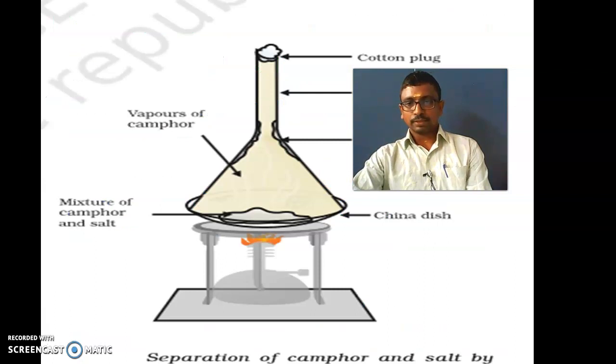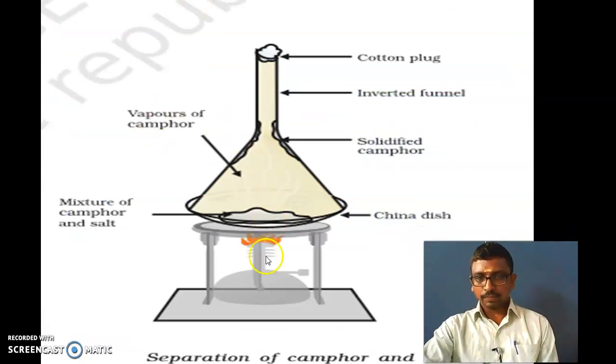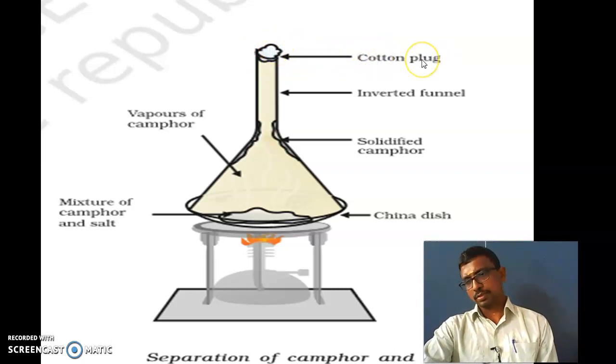This is the apparatus. In it you can see a stand, and at the bottom there is a Bunsen burner for heating. Here we take a funnel and invert it. At the bottom we keep a china dish, and in that china dish we put the mixture of camphor and salt. We invert the funnel over it, and close the top with a cotton plug.